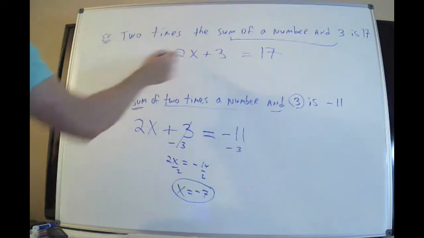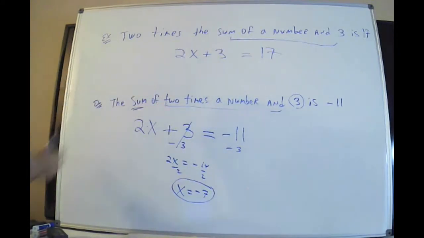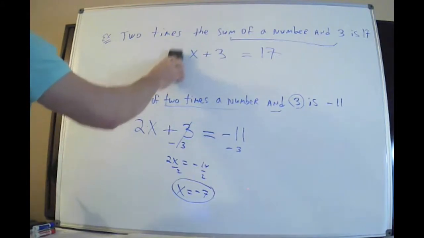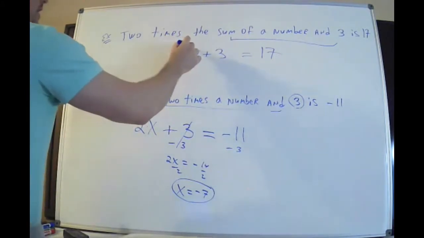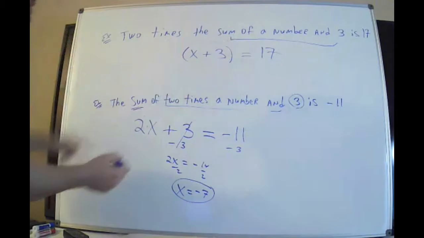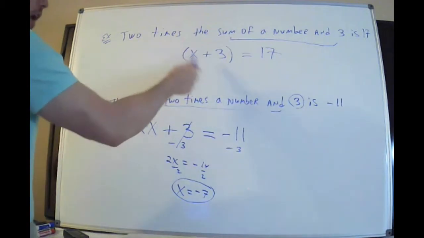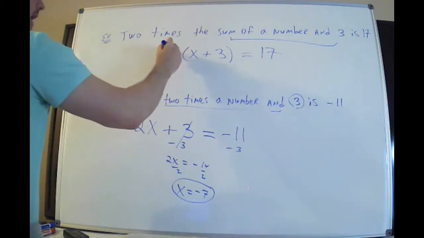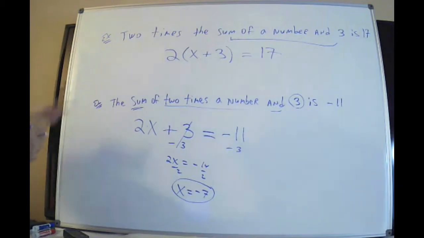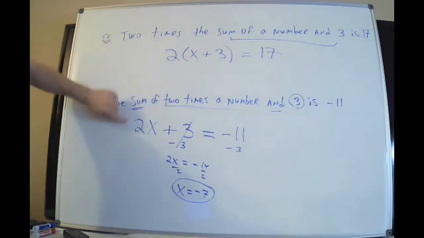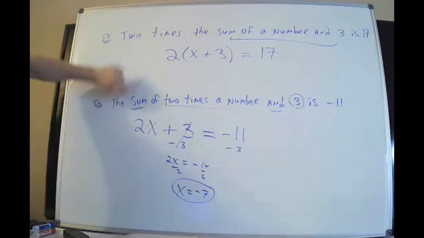So if I put the 2 here, the 2 is only multiplying the x. I want to do 2 times the entire sum. This is the sum, right? Like if x was 5, the sum would be 8. If x was 10, the sum would be 13. I want to double my entire sum, so I have to put the 2 out here. So notice these are not the same thing. These are very, very different.